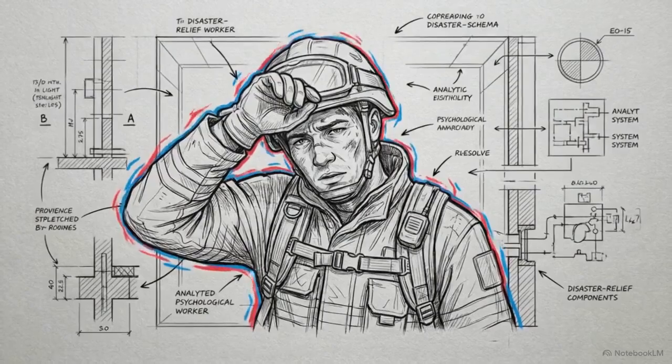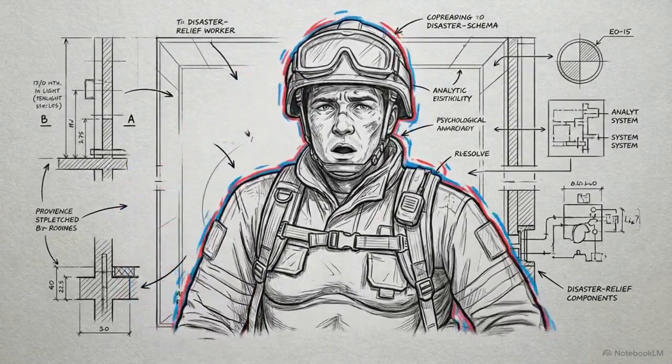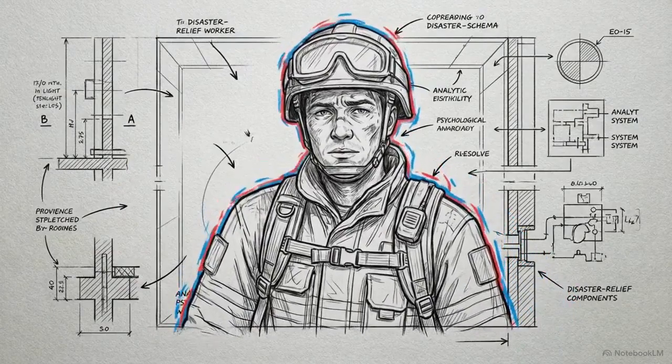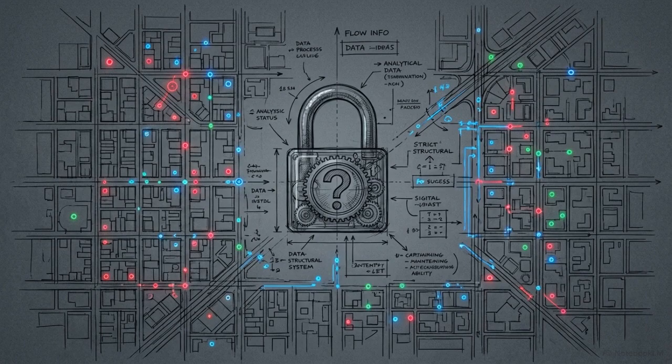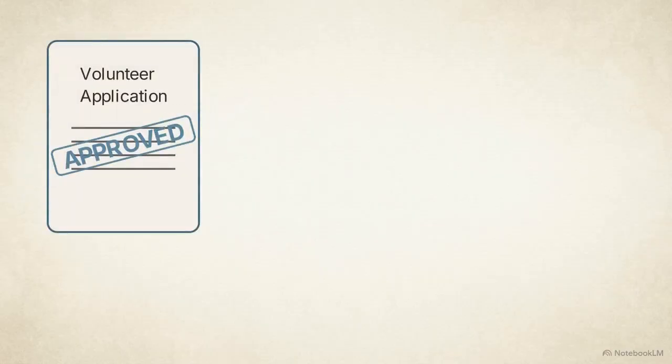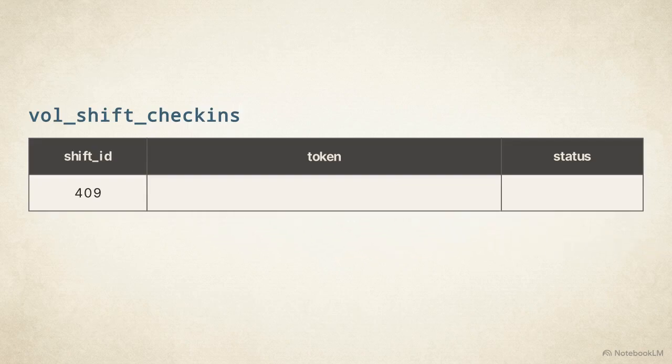True enterprise architecture must always account for the slow degradation of its most critical physical assets, the fragile psychological endurance of the human volunteers. Protecting those volunteers requires the system to transition from predictive logic to physical attendance verification. The architectural challenge is verifying physical presence in decentralized, untrusted environments without constant admin oversight. To solve this, approved applications automatically trigger the generation of a secure 32-byte random hex token. This token is immediately inserted into the Vol Shift check-ins table, where it sits in a pending state.